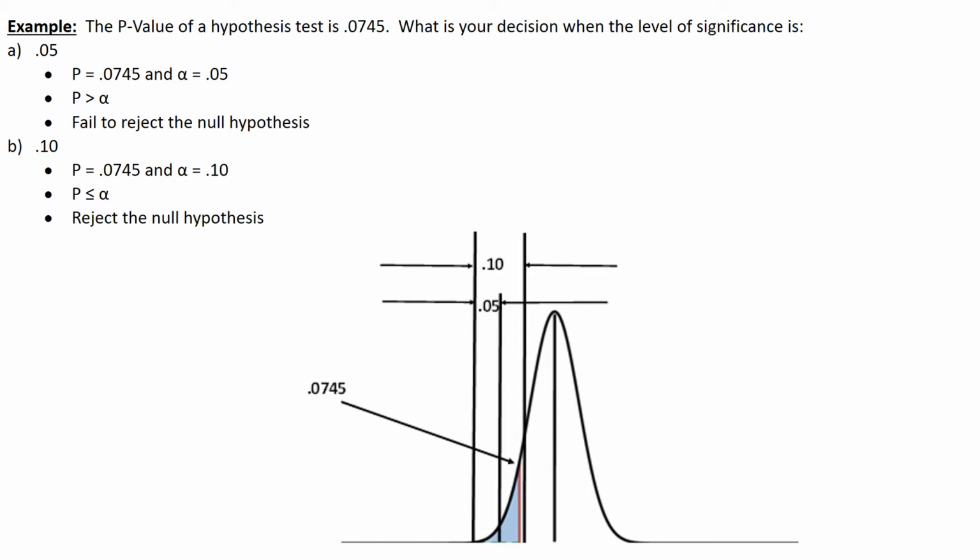But if my alpha is 0.10, right here, alpha 0.10 is to the right of this. And here's 0.0745. It's on the outside. 0.0745 is here, 0.10 is here. So I would reject it.